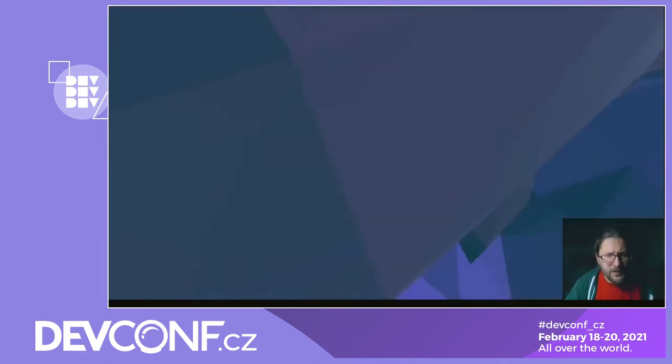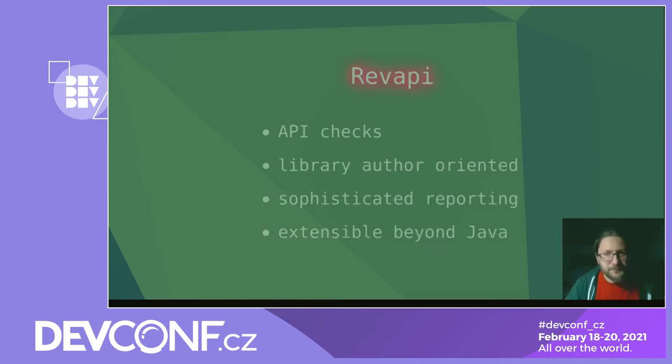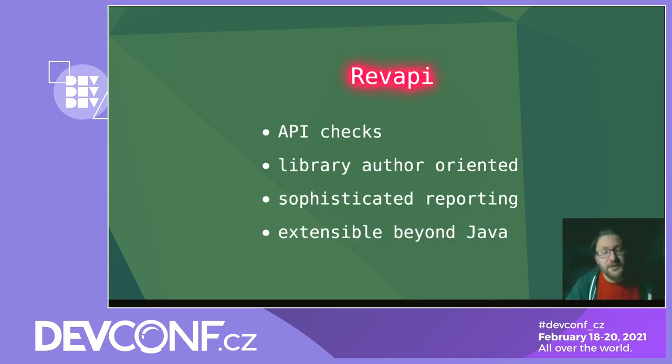There happens to be a tool called Revapi, or RevAPI, however you want to pronounce it, that I've been developing for the past 7 years. It provides API checks to the users. It's got a Maven plugin, a third-party provided Gradle plugin, and it's mainly geared towards library authors, so that during your daily work, when you're developing new features and fixes, you're reminded during the build that your changes are breaking the API, so that you can make an informed decision about whether to do that or not.